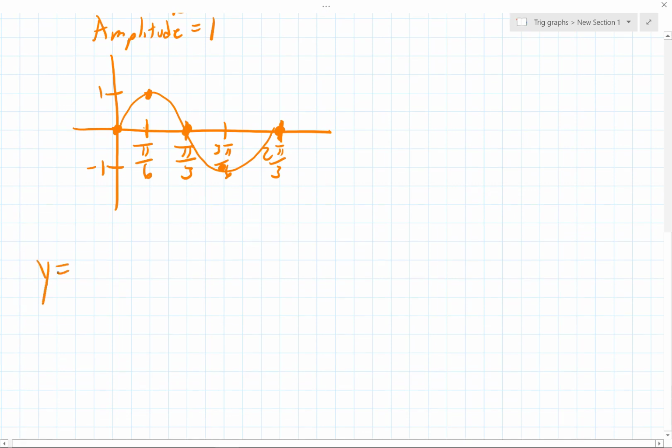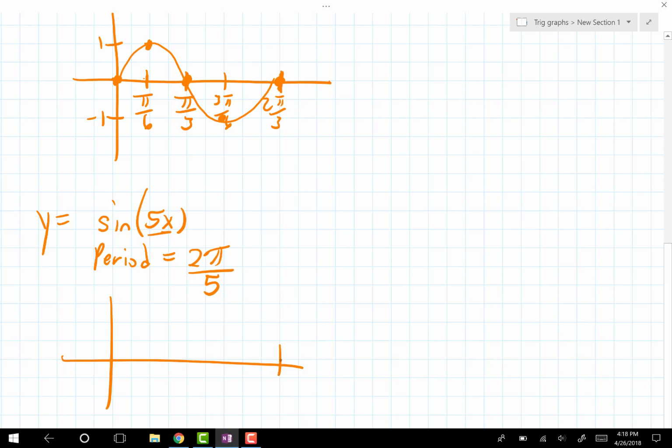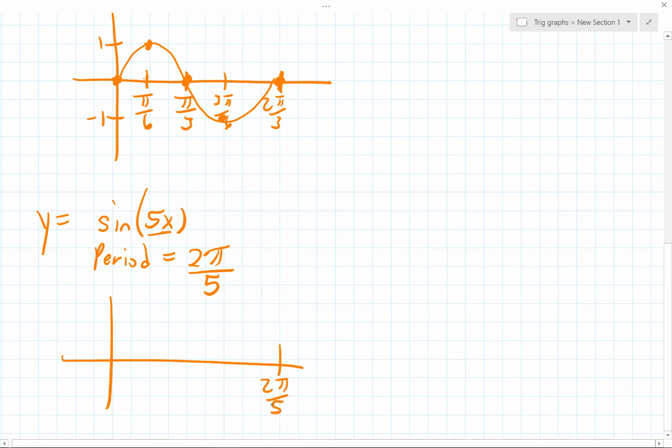So let's say you had y equals the sine of 5x, then that would affect the period. So the new period is going to be 2 pi over b, so 2 pi over 5. So when I go to graph, I know I'm going to finish a full cycle at 2 pi fifths. And I could find the middle by taking half of 2 pi fifths. And I could find the middle of that, half of pi fifths is pi tenths. And then that's my increment.